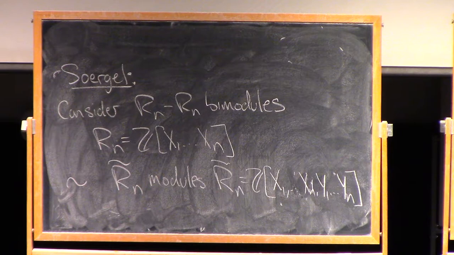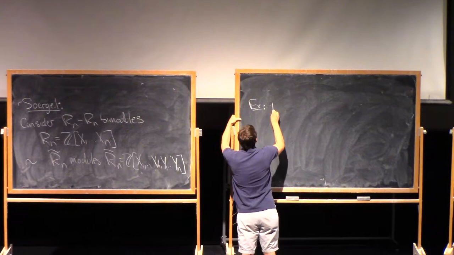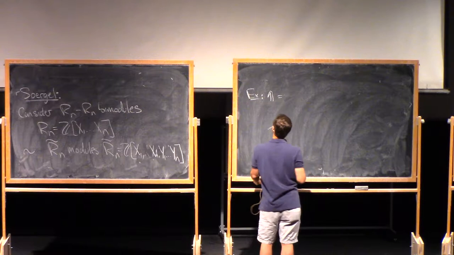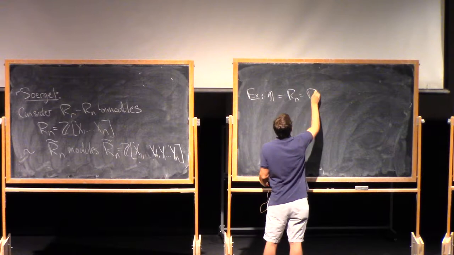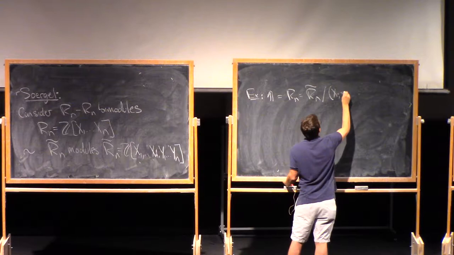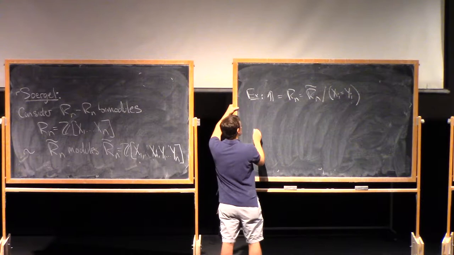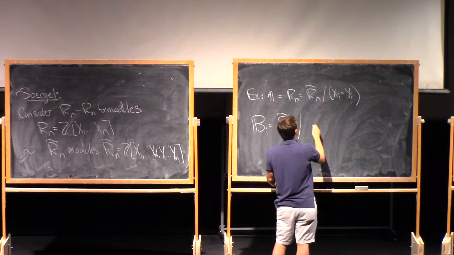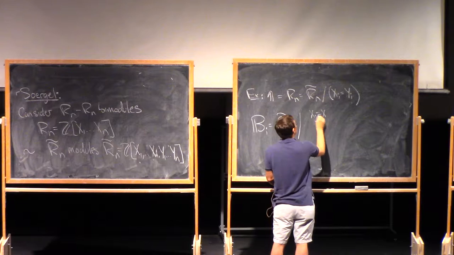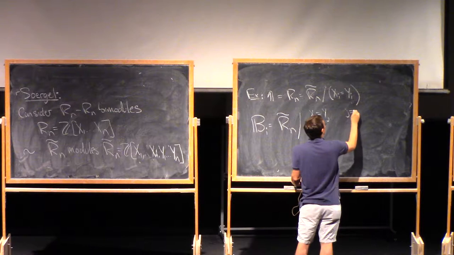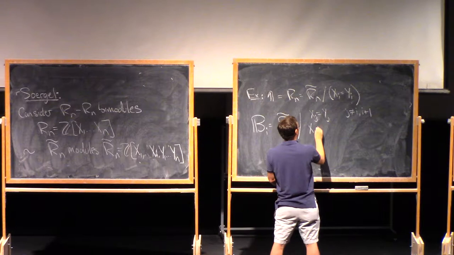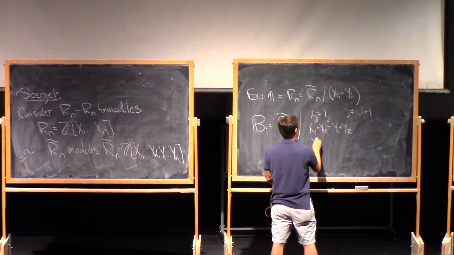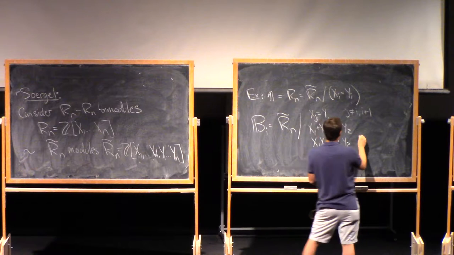For example, the identity bimodule here is R_n, which is the same thing as taking R-twiddle_n and dividing by the relations that x_i is y_i. Okay, so now let's define modules B_i. I'll think about it as R-twiddle_n modulo the relations that x_j is y_j for j not equal to i or i plus 1, and then x_i plus x_{i+1} is y_i plus y_{i+1}, and x_i x_{i+1} is y_i y_{i+1}.